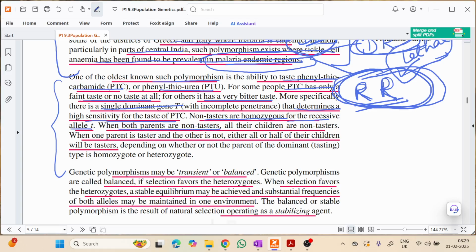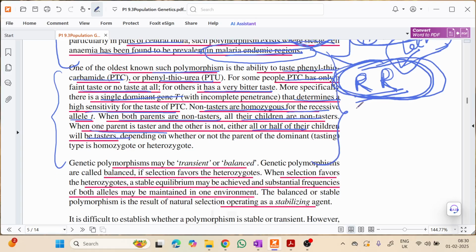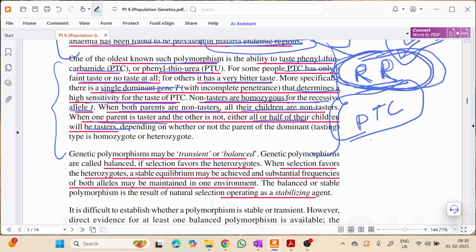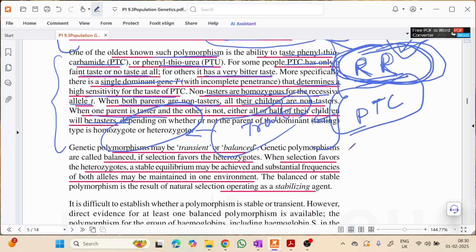When both the parents are non-tasters, their children will be non-tasters. But when one parent is a taster and the other is not, this is the heterozygous condition again. So here PTC again is a genetic polymorphism. This particular trait is taken into account because the ability to taste PTC determines how much a population can taste different ingredients. So this ability to taste is determined by gene T.